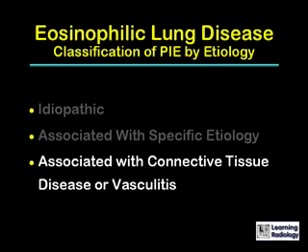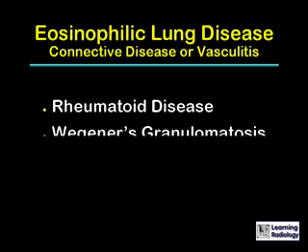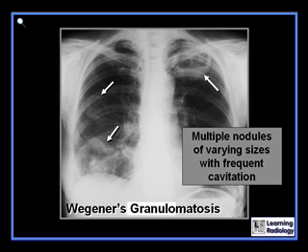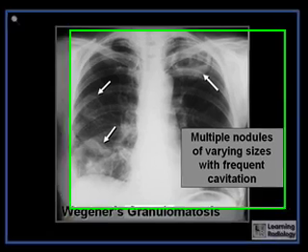Eosinophilic lung disease can also be associated with connective tissue disease or vasculitis. The connective tissue diseases that have been implicated include rheumatoid disease, Wegener's granulomatosis, allergic granulomatosis, and polyarteritis nodosa. This is an example of Wegener's granulomatosis.